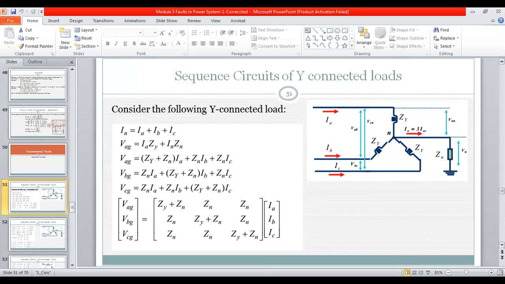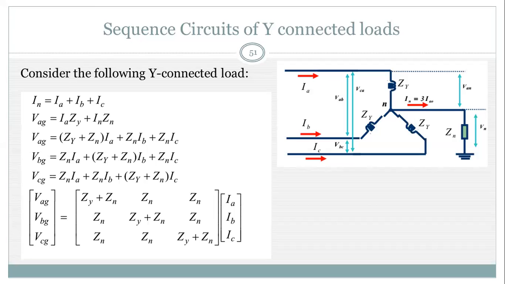Now I'm going to discuss the sequence networks of the load. At first for the Y connected load, then delta, then the generator, motor, transmission line, and transformer. So now this is the sequence circuit of a three-phase Y connected load.